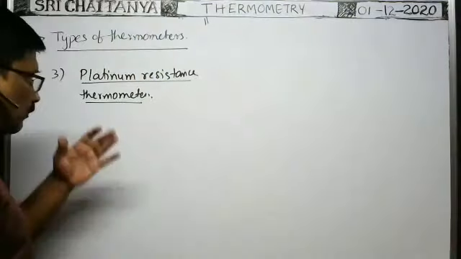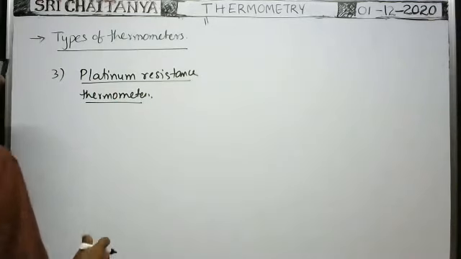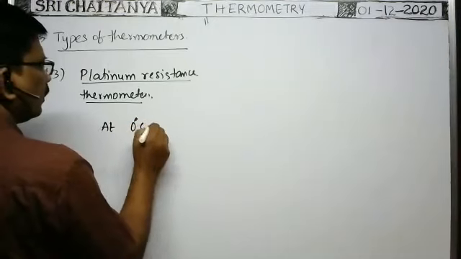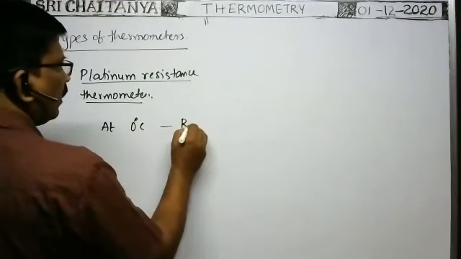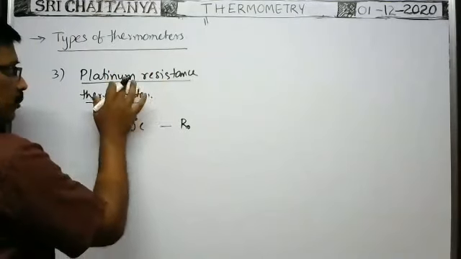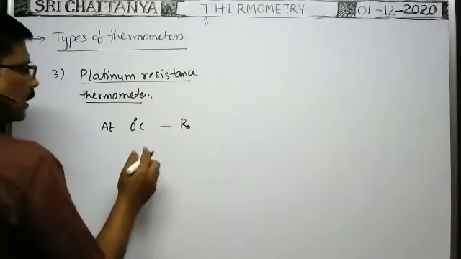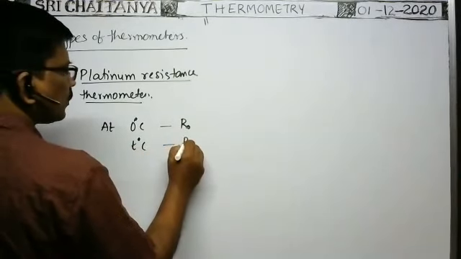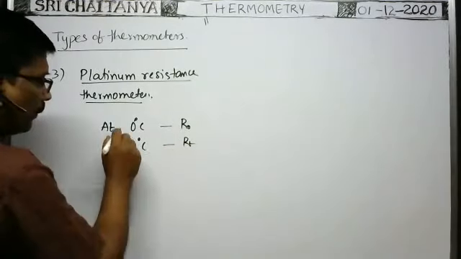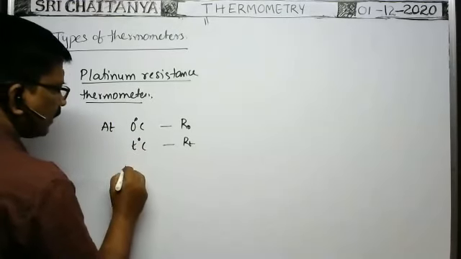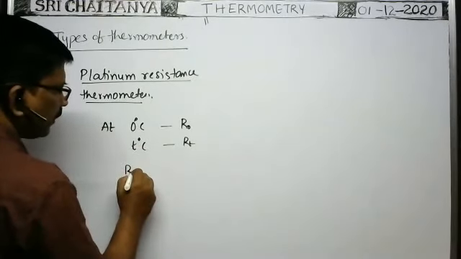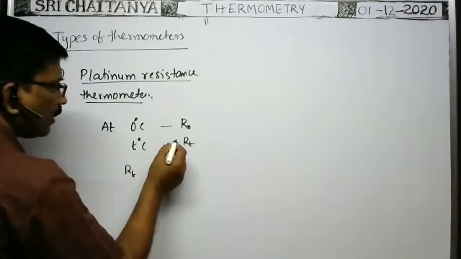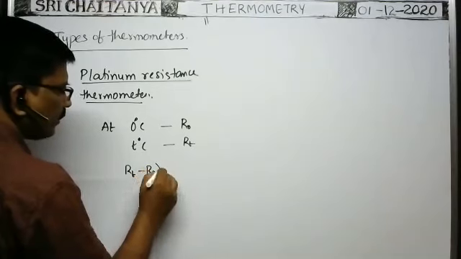Okay. So, the platinum resistance thermometer. At 0 degrees centigrade, suppose the resistance of the platinum wire in the resistance thermometer is R naught. When the temperature is increased to T degrees centigrade, the resistance increases to say RT. So the increase in resistance is RT minus R naught.